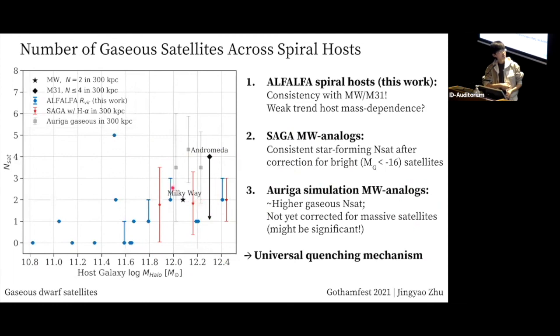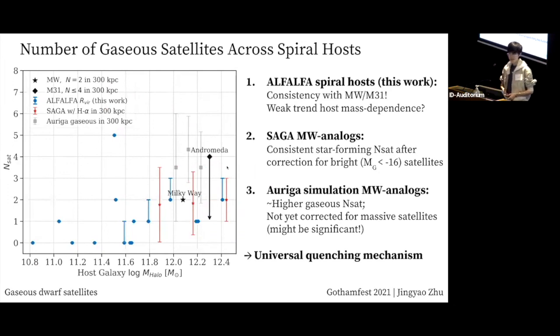And finally, the gray points are cosmological simulations of Auriga galaxies. We have a suite of 30 halos of simulated Milky Way analogs. They have a slightly higher satellite number, but we already found that the satellite definition, or how bright we apply the cuts, is definitely very important. We haven't corrected for the massive satellites yet, and we do expect the numbers to go down, maybe to be more consistent with the observed ones.